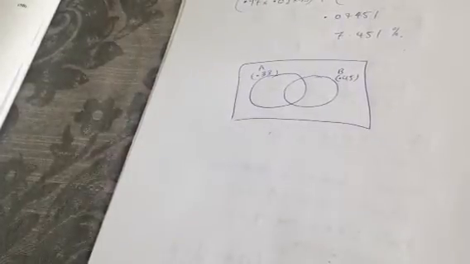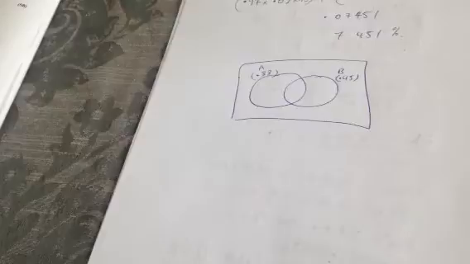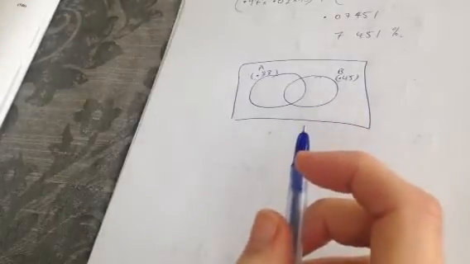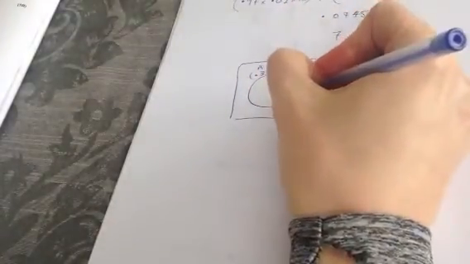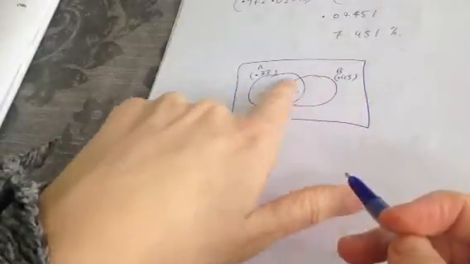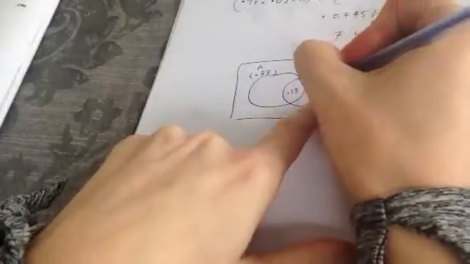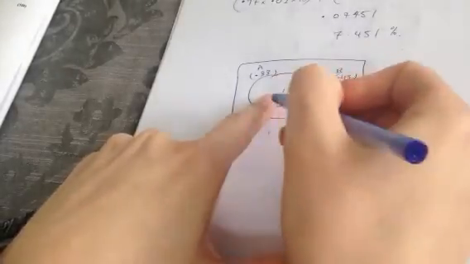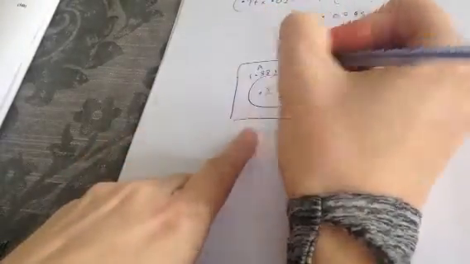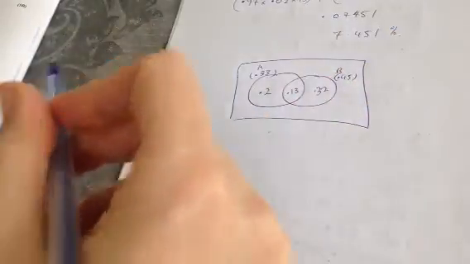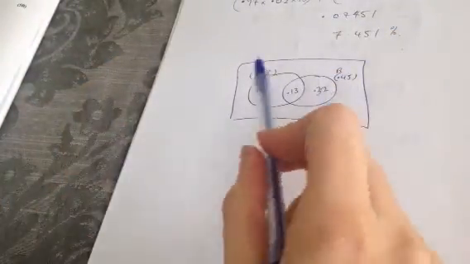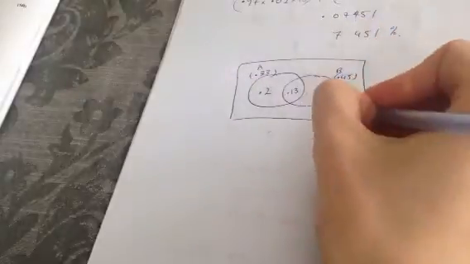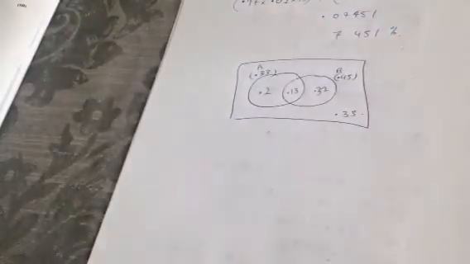Question 5: two events A and B such that the probability of A happening is 0.33, the probability of B happening is 0.45, and the probability of A intersection B happening is 0.13. So that 0.13 can go in there. That means that if all of that is 0.45, I'm left at 0.32 here. And if all of this is 0.33, then I'm left at 0.2 here. And if I add that and that, and take it away from 100%, I end up at 0.35 out here.